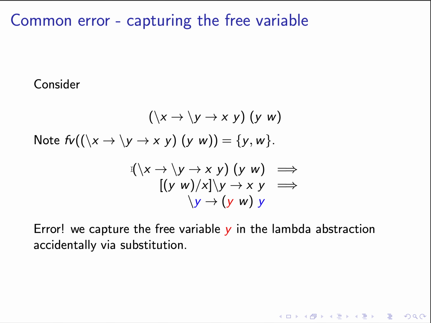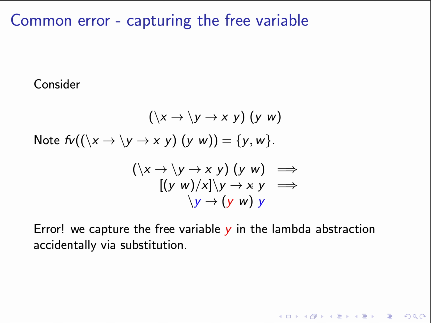Let's say we try to naively run this program using the beta reduction rule. First we take the formal argument of this lambda abstraction and construct a substitution replacing x with the actual argument, which is y applied to w. We then apply this substitution to the body of this lambda abstraction, which is another function that expects a y and returns x applied to y.